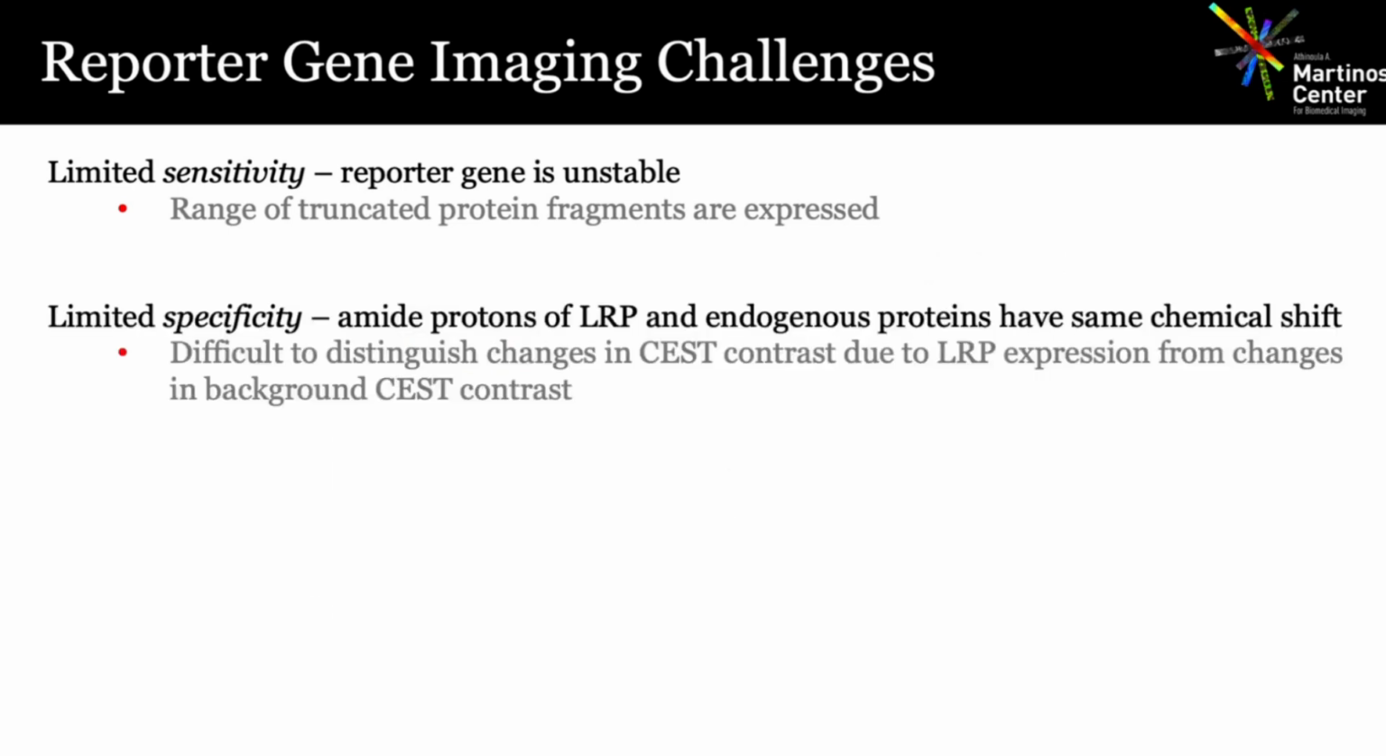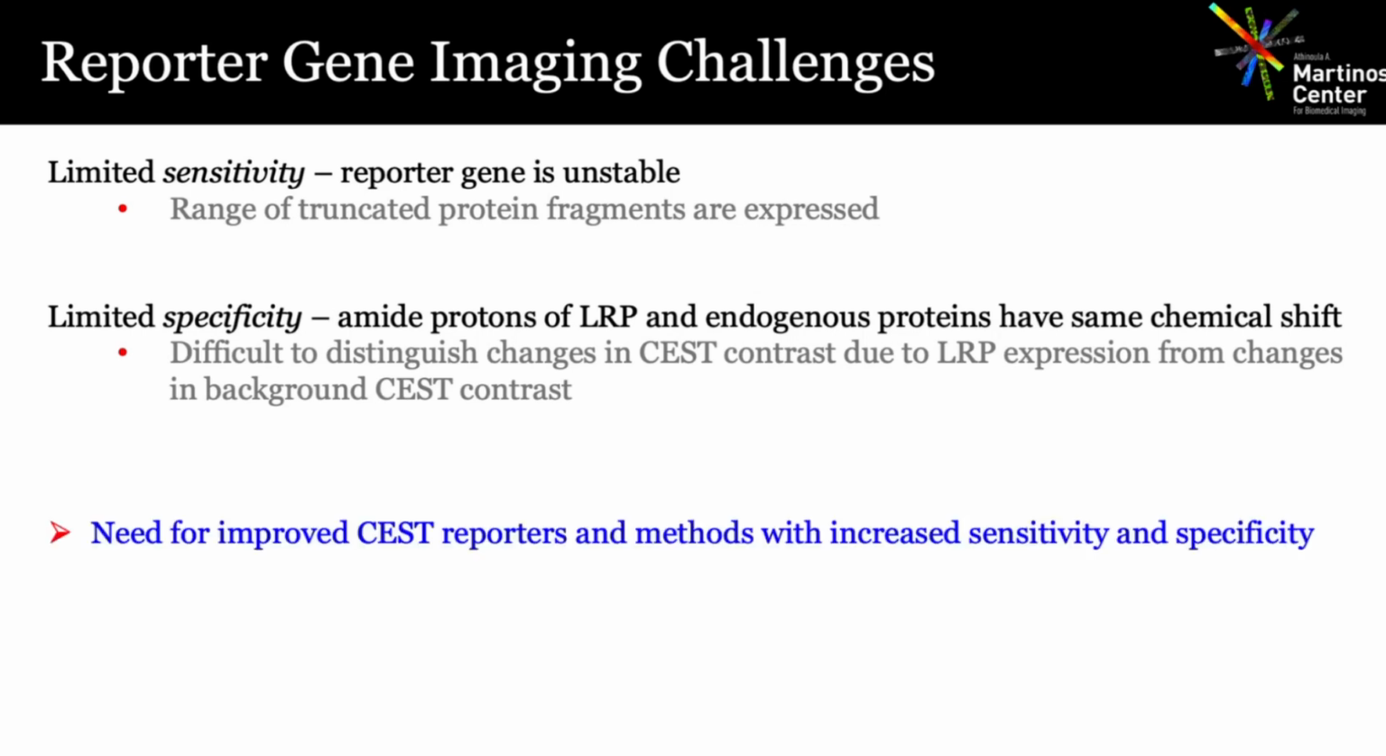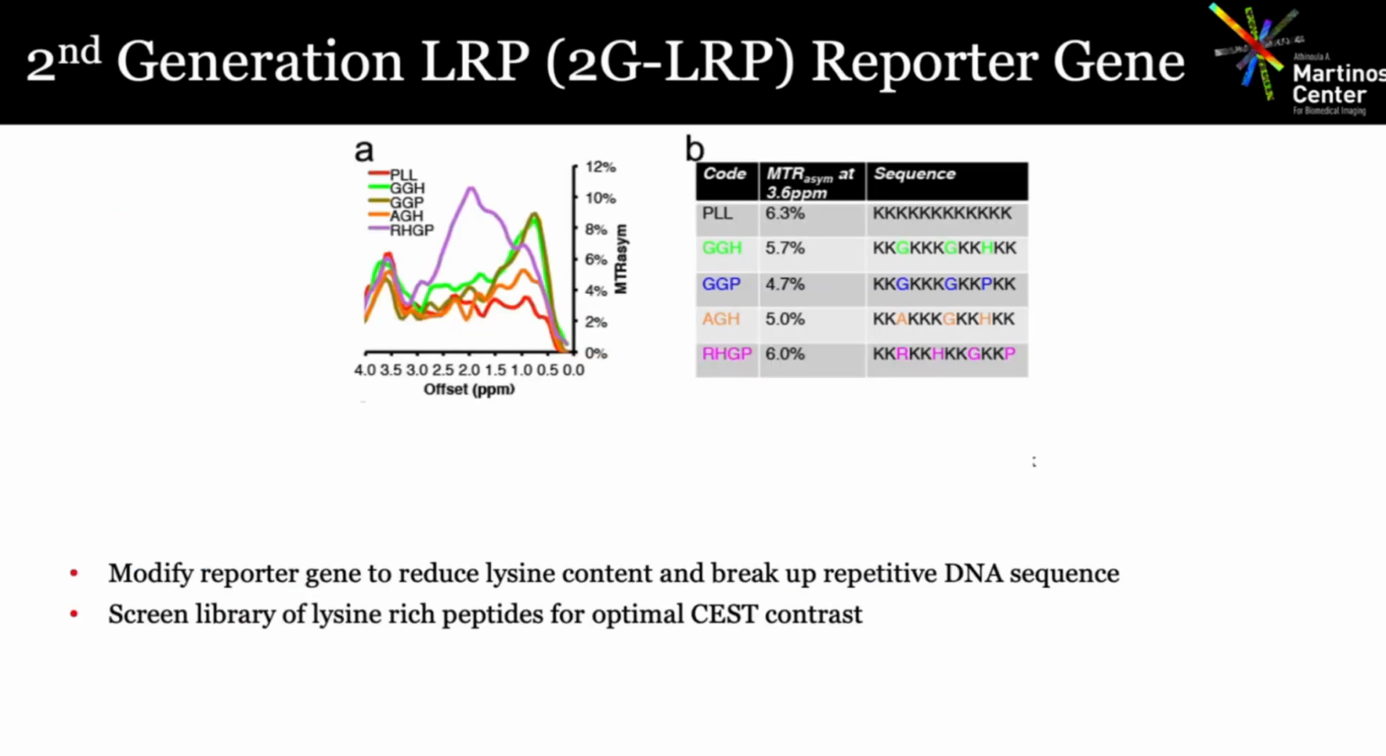And again, I mentioned the specificity, we have these background changes. So we really need improved reporters and methods with increased sensitivity and specificity. The first thing we tried to do is, let's try and make it stable, and break up these lysines with other amino acids. So we screened a library of peptides where we have certain amino acid motifs to break up the lysines. And we just took the ones that performed best and linked them all together in a protein.